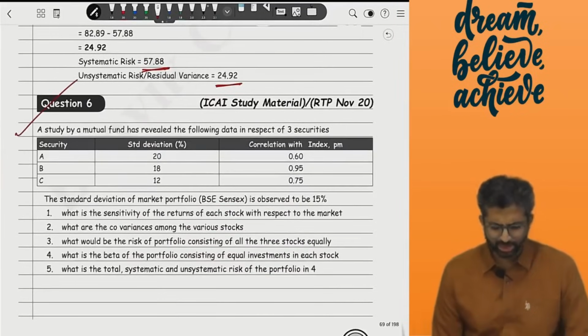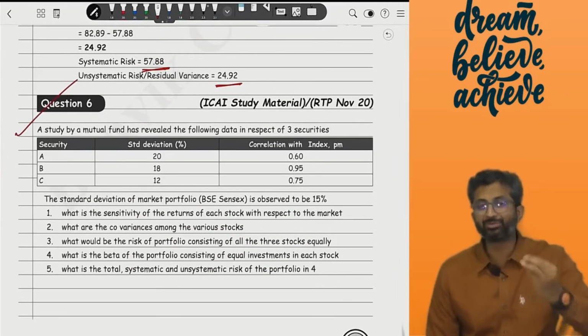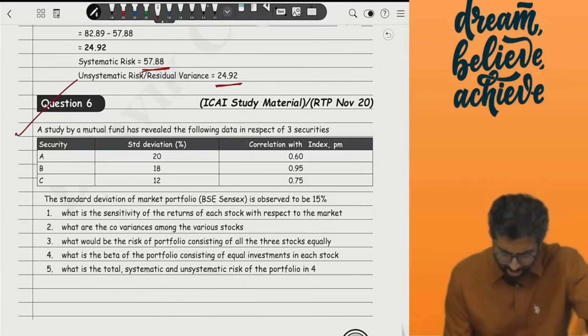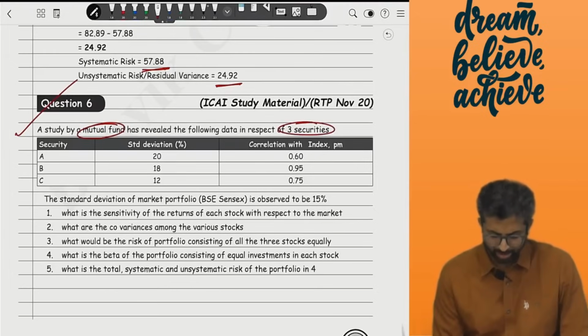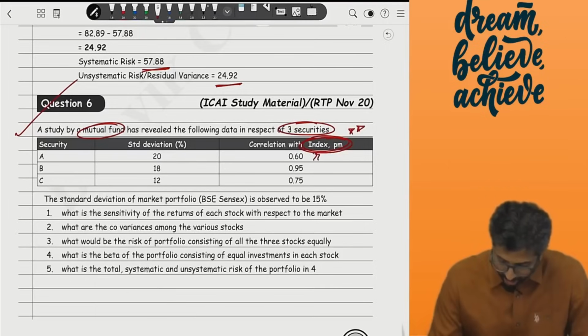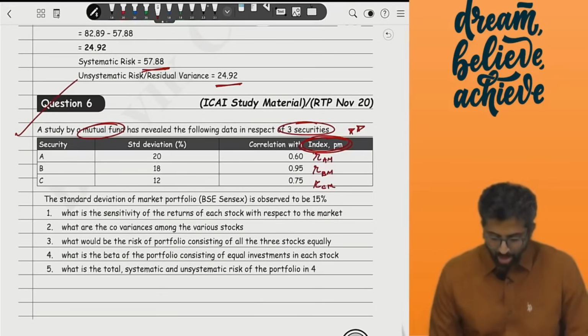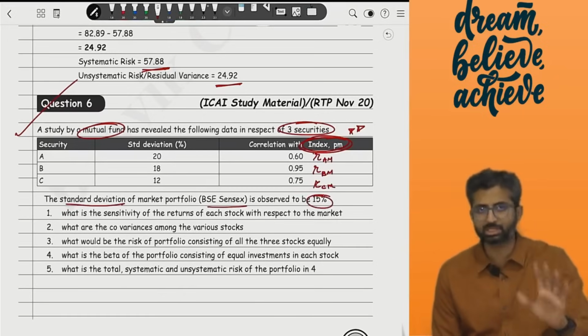Now question 6 is an interesting question. It is a good question for practice because a lot of concepts and different formulae are applied over here. Let us try. A study by a mutual fund has revealed the following data in respect of 3 securities. You have standard deviation and you have the correlation with the index. It is very important to know that this is correlation with the index. That is correlation of A with M, like R of AM, R is a correlation, R of BM, R of CM. Okay. The standard deviation of the market portfolio is observed to be 15%. This is standard deviation.